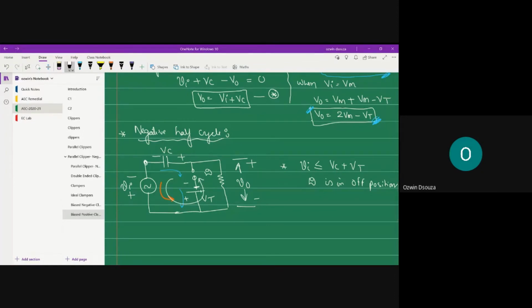Okay, in the anti-clockwise direction, apply KVL. So what do you get? Vi plus V0 minus Vc is equal to 0. That implies V naught is equal to minus Vi plus Vc.